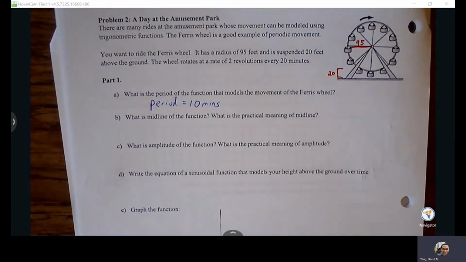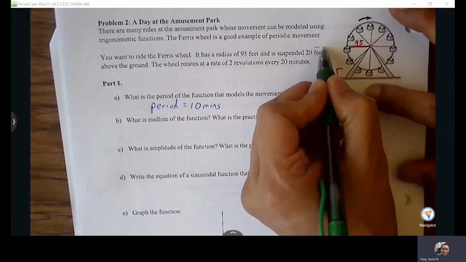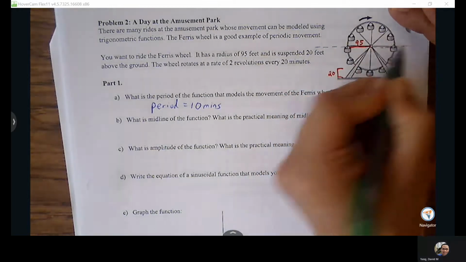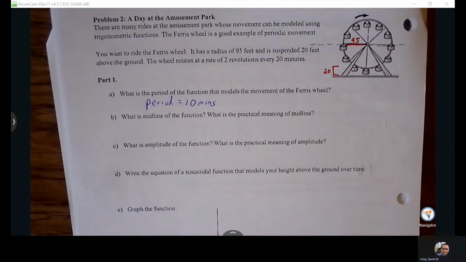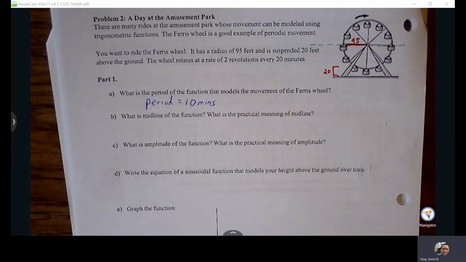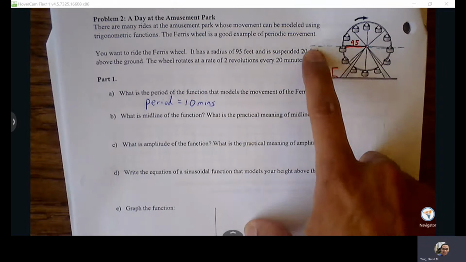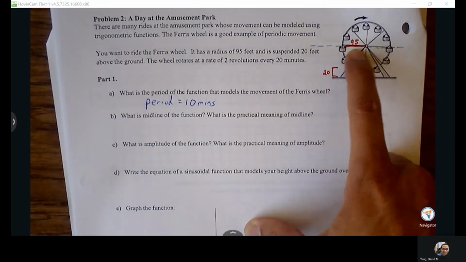Okay, what is the midline of this function? So let me draw where the midline is. The average height of the ride. Okay. Midline is the D value, right? What is that value, you think? What value is the midline? Midline is the D value. Okay, so where's that height?